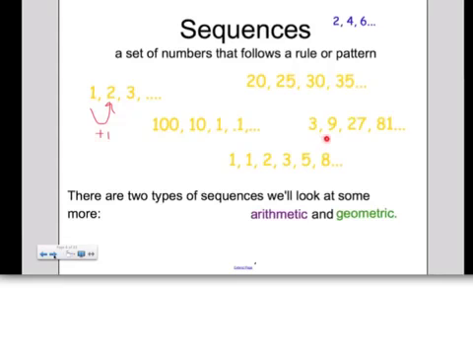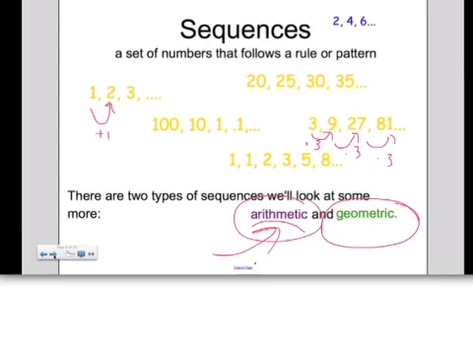Similarly, if we look here, 3 to 9 and 9 to 27, what we're doing is multiplying by 3 to get to each term. When you multiply to get from term to term, it's called a geometric sequence. When you add to get from term to term, it's called an arithmetic sequence. We're mostly going to be focusing on the arithmetic sequences today and not going to worry too much about geometric sequences, but we will need to know about them later.